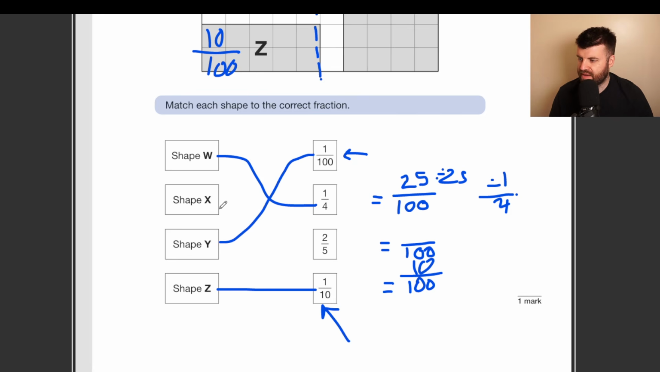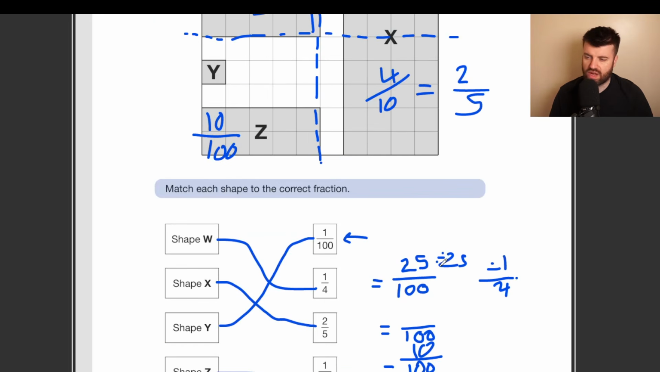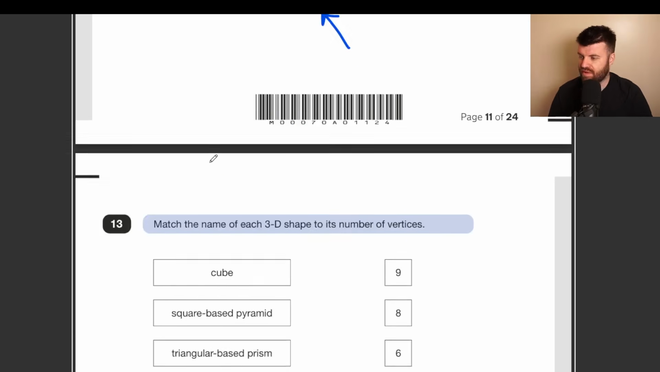We don't even need to work out X. It's 2/5 because it's the only one left. We could do it if we wanted though. This is 40 out of 100, which simplifies to 4 out of 10, and it simplifies again to 2 out of 5. So that does work. It doesn't matter what order you do it in, but if you've only got one left and you're confident with your working out, just put the answer and move on.